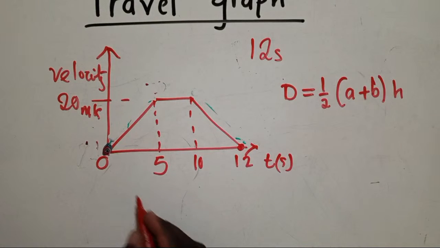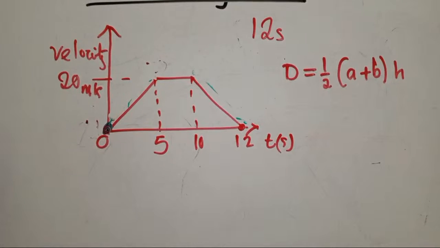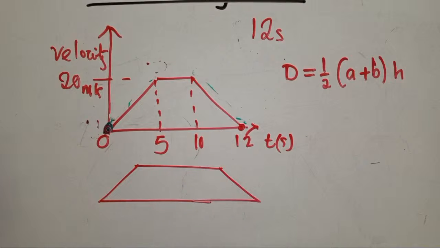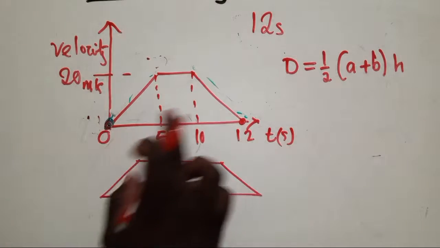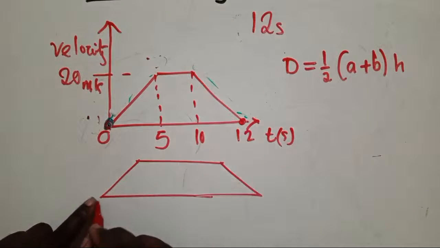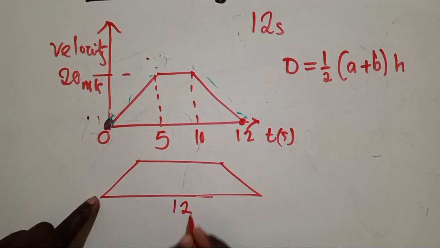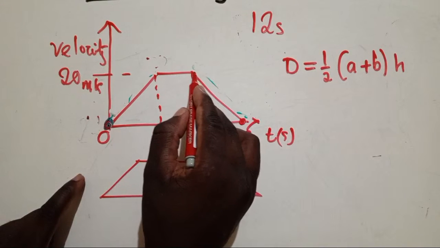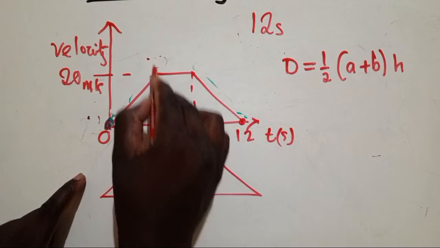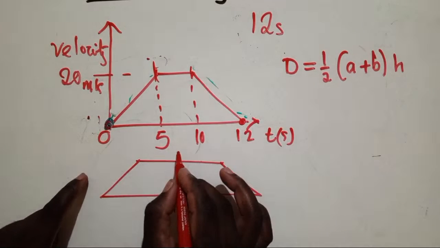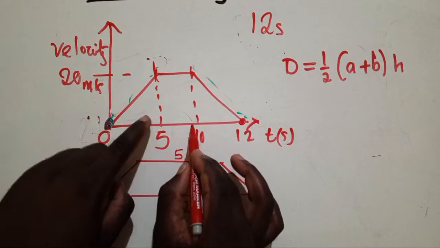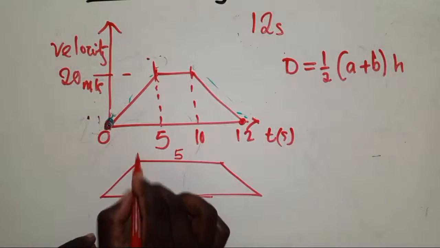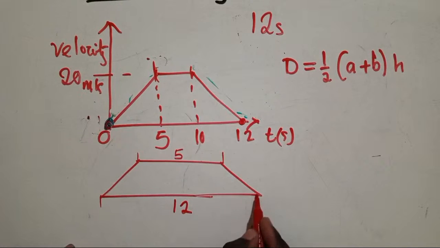Okay? So let me just do the drawings here so that you understand what I'm trying to do. From here to here, we know that it's 12. And from here to here, it's a 5, because we've got 10 here and 5. So it will just be 10 minus 5. So distance from here to here, it's 5. From here to here, it's 10.